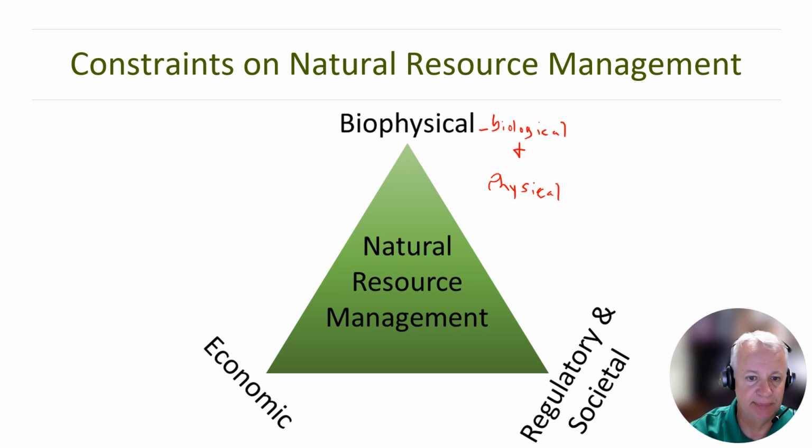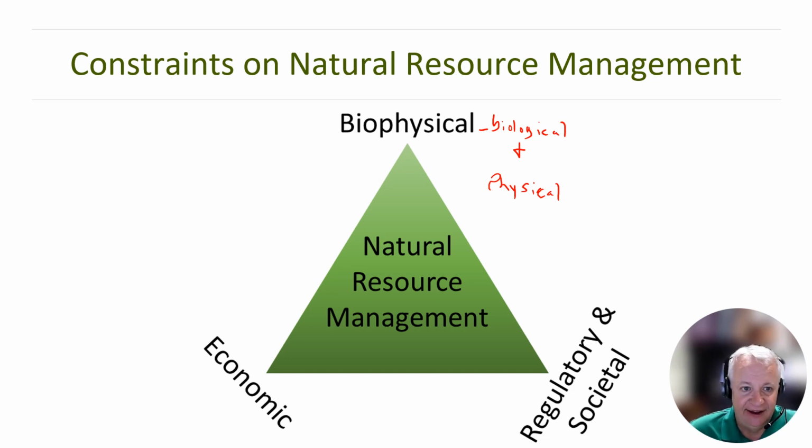So let's think of some examples of those. Biological has to do with the biology. For instance, in forestry, we're managing trees and forests. If we had an objective in northern Florida to manage Sitka spruce for violin production or guitar production, that's not possible because Sitka spruce does not grow in northern Florida. That's just a biological constraint.